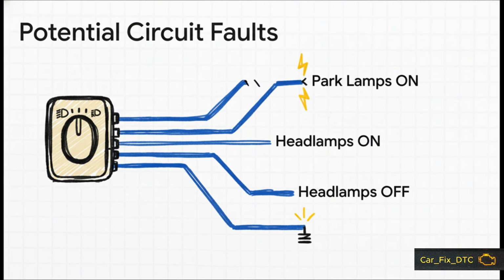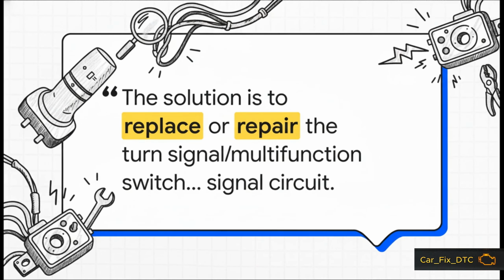A lot of the time, this is just caused by a worn-out wire or a bad connection right where it plugs into the switch. And here's the good news. It doesn't really matter if it's an open or a short. The fix is pretty much the same. You just have to find the bad spot in the wire and repair it. Now, if the problem is right in the switch itself, you might just have to replace the whole thing. But either way, it's a manageable fix.